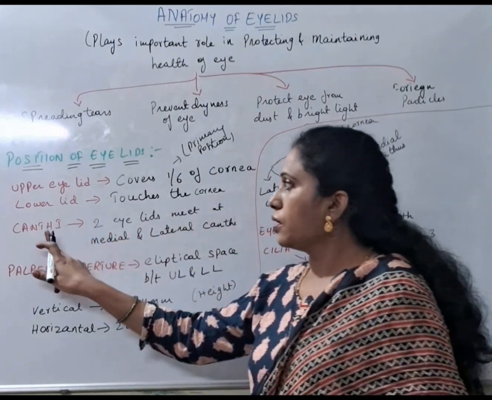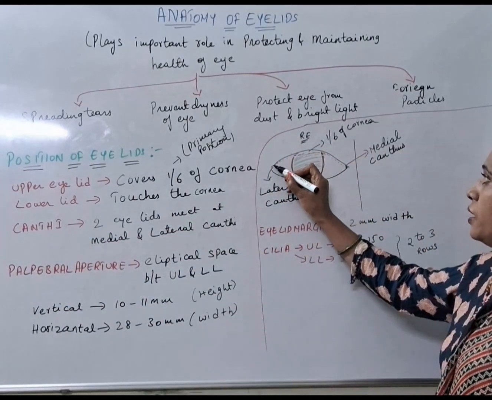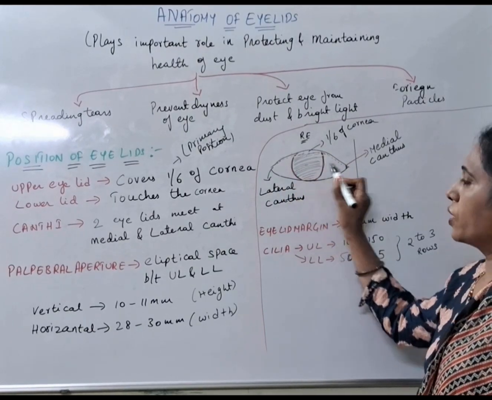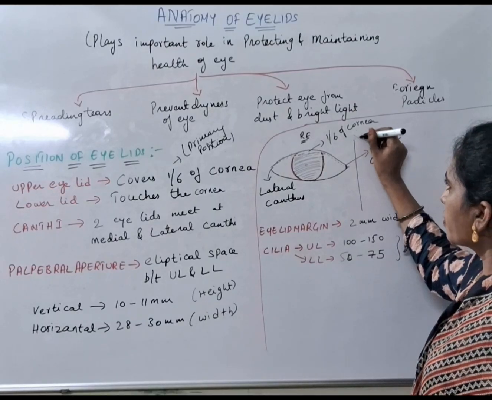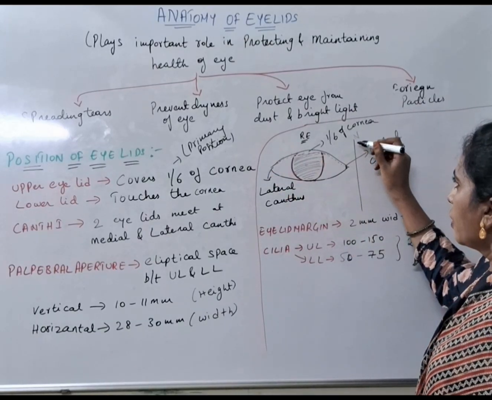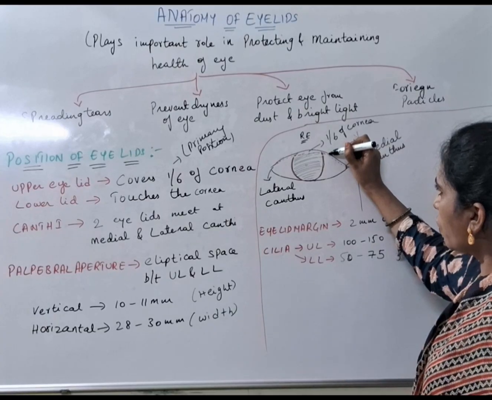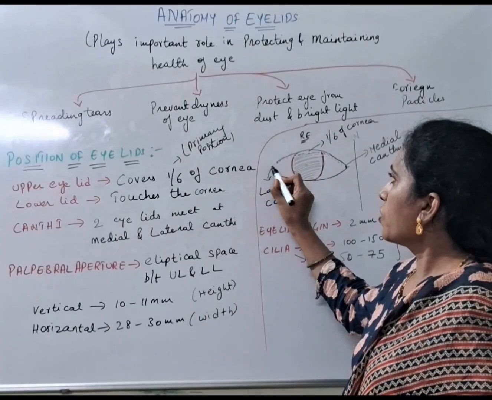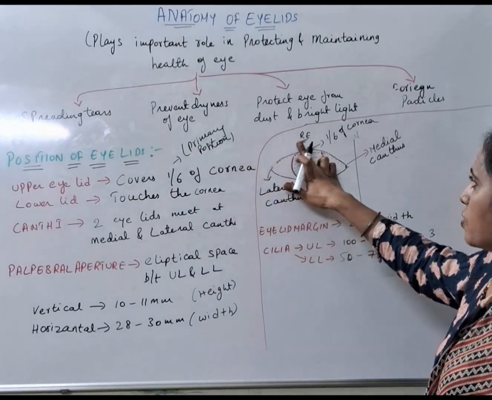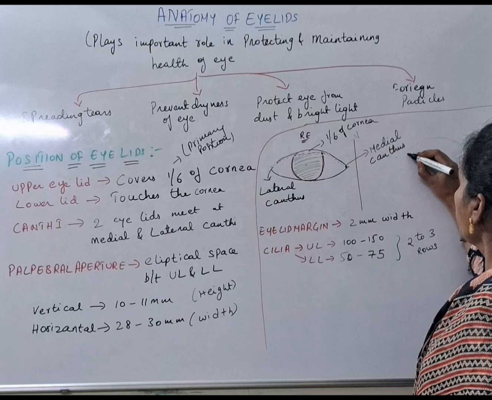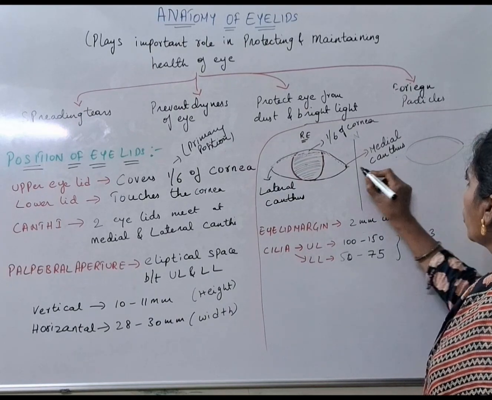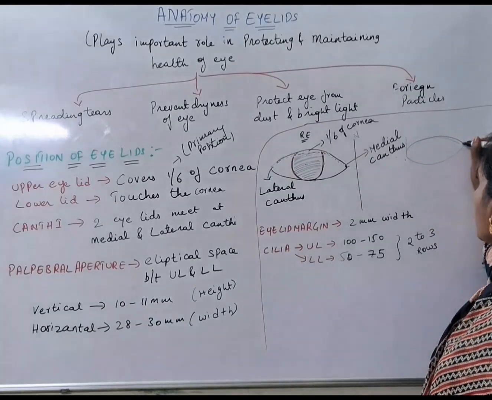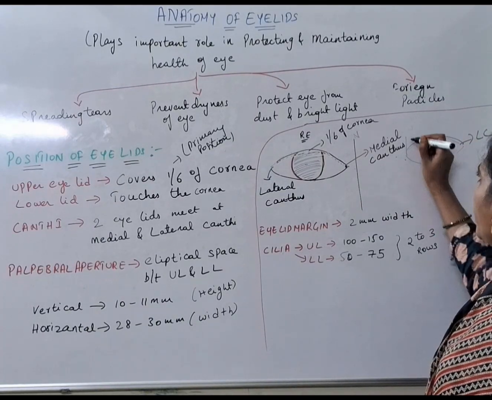And canthi. Canthi is wherever the upper eyelid and the lower eyelid meet. If you consider this as the nose and this is the right eye, towards the nasal side we call it the medial canthus, and the opposite side we call the lateral canthus. So this is the example for the right eye. If you take the left eye, towards the nose you call it the medial canthus, and the opposite side will be the lateral canthus.